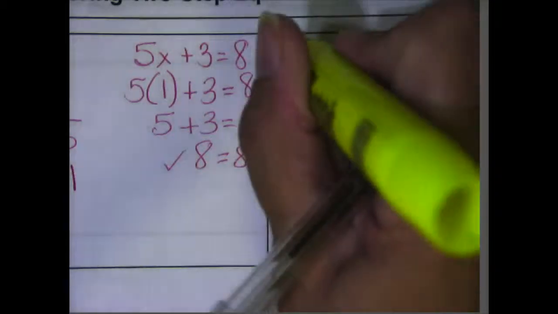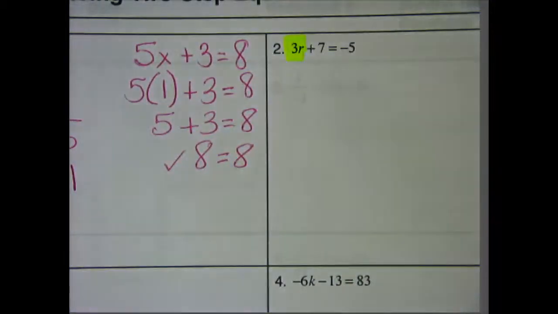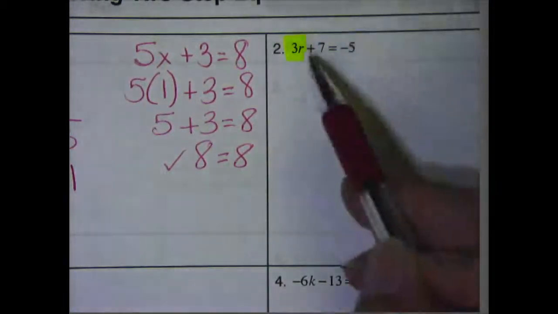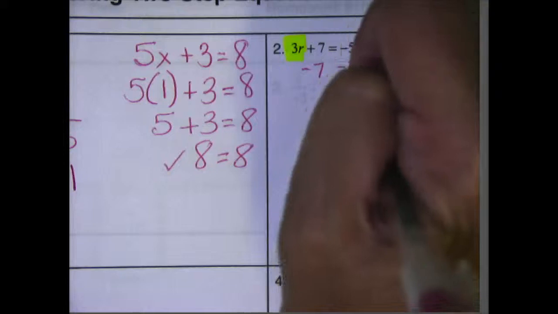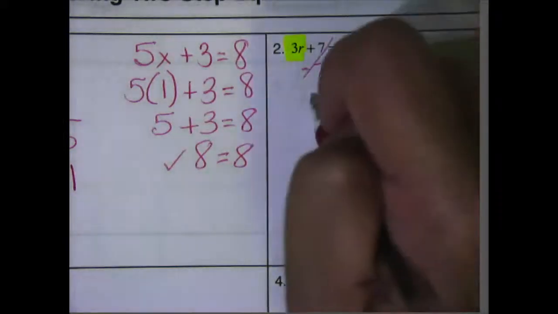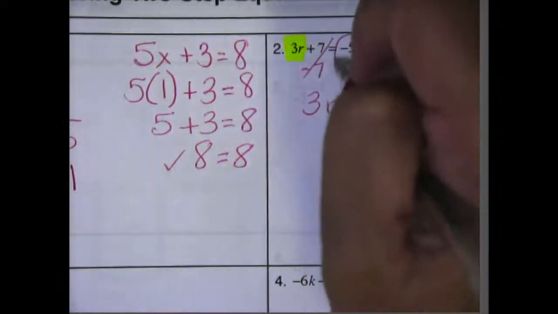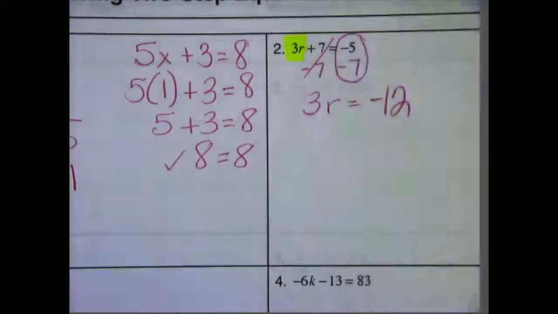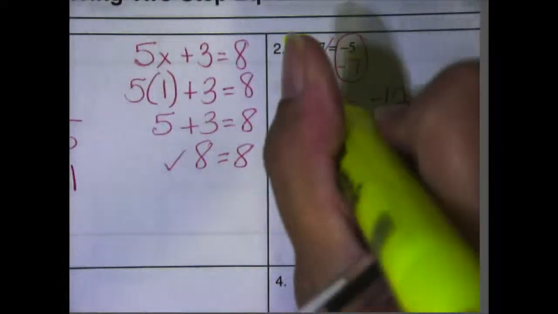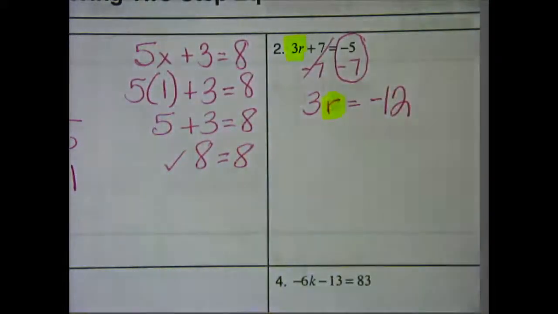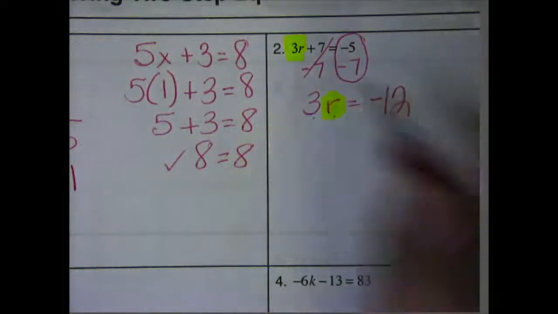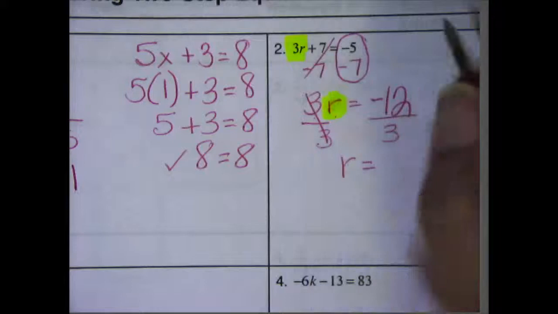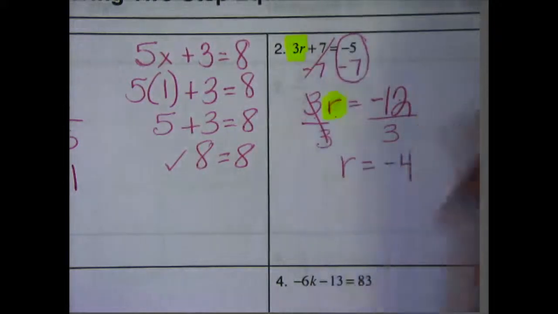On number 2, we need to isolate the term with the variable, so we need 3r to be by itself. So we have 3 times r plus 7 equals negative 5. We've got a positive 7, so we're subtracting 7 from both sides. That means these cancel. That leaves us with 3 times r equals negative 5 minus 7. Negative 5 minus 7 is negative 12. Now we need to get r by itself, so this time we're doing a one-step equation with multiplication. 3 times r equals negative 12, so we're going to divide both sides by 3. These cancel. We get r equals negative 12 divided by 3, which is negative 4.